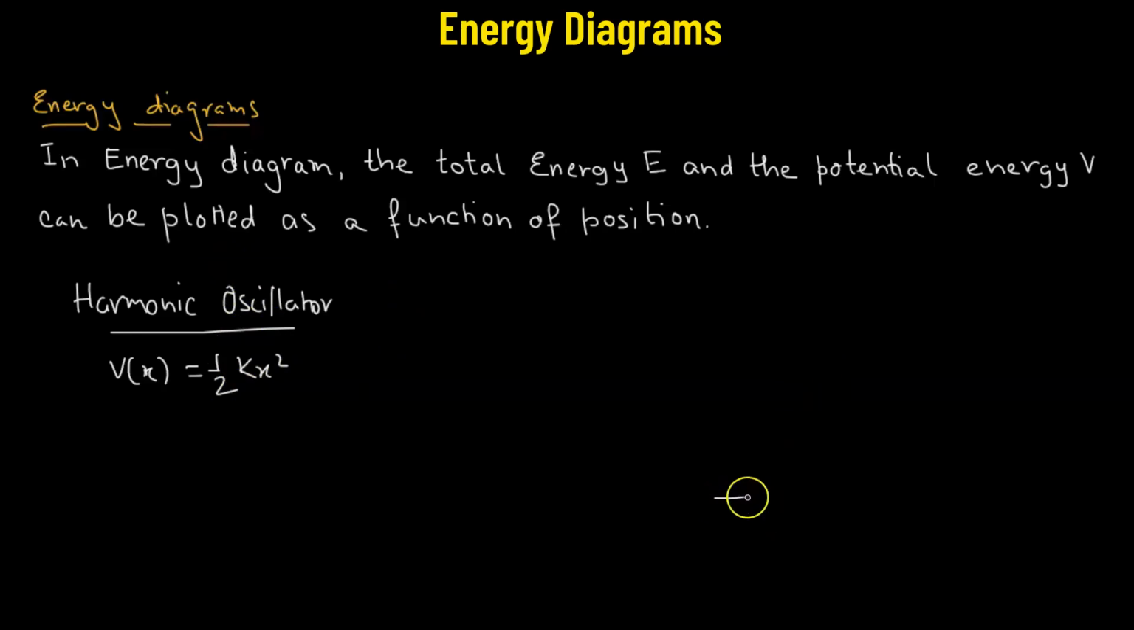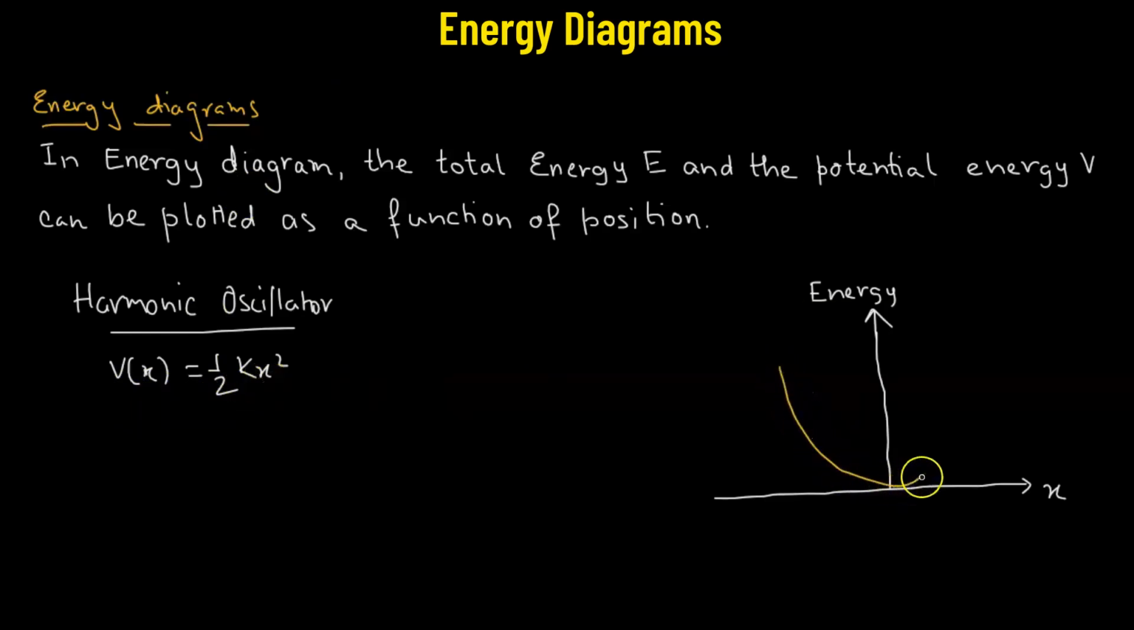The horizontal axis is going to represent the position, so this is x. Then the vertical axis represents the energy. Then we plot the potential function, and here the potential function is a parabola centered about the origin. So this is half kx squared.